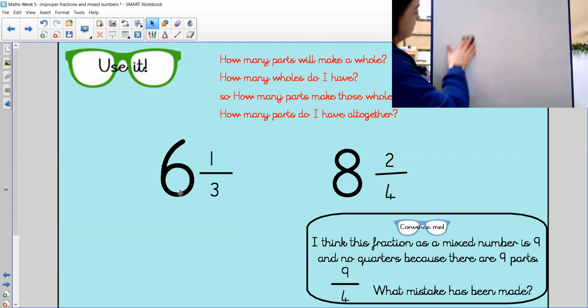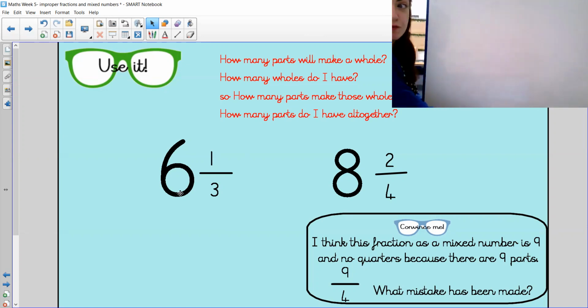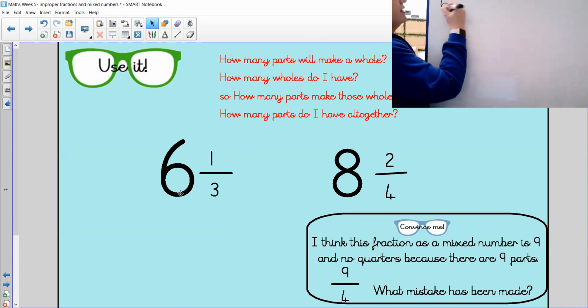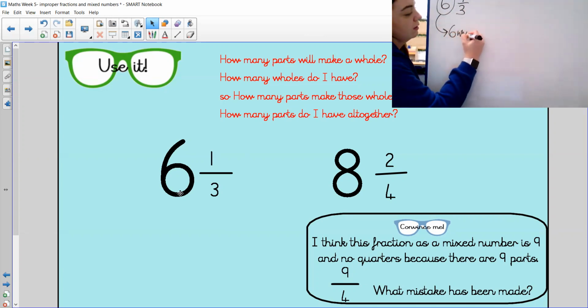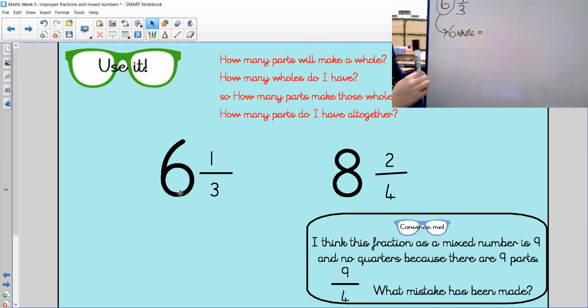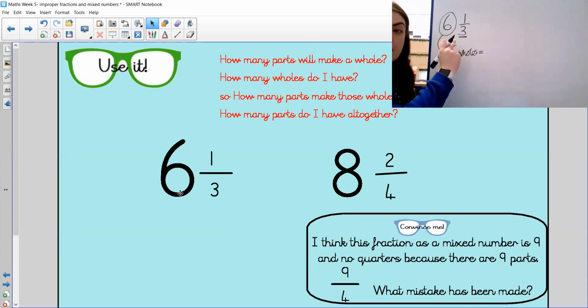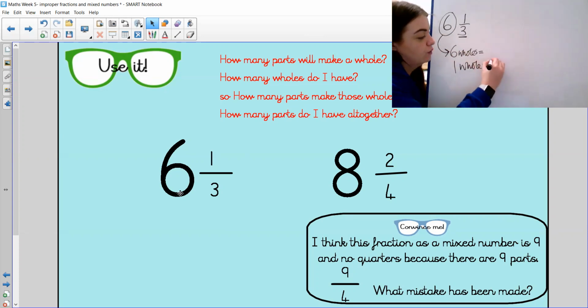Hopefully you're starting to see that this is almost like a reverse of what we've been doing for the last few days. So instead of dividing, we're now using our timesing skill. So 6 and 1/3. The first thing I'm going to focus on is this 6. 6 wholes is what? If I've got 6 wholes, how many parts make up my whole is my first step. So 3 parts make up 1 whole. So 1 whole is equal to 3/3.